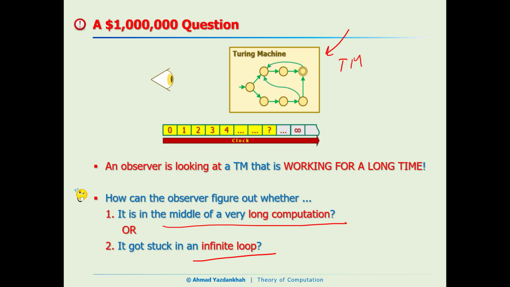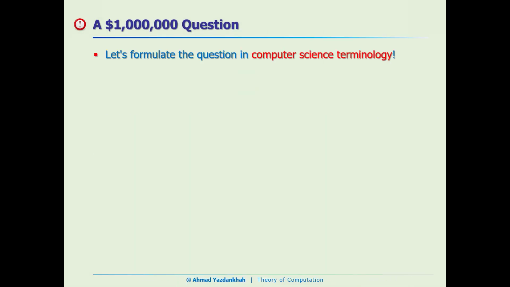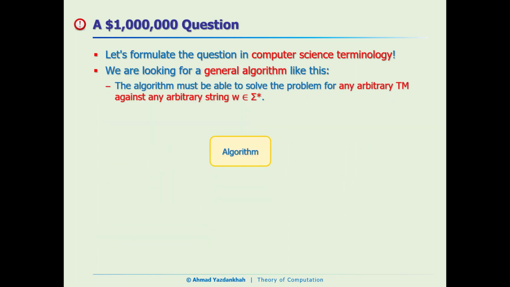Okay, let me formulate this question in computer science terminology. I am looking for an algorithm like this, whose input is the definition of a Turing machine and a string. You might ask, well, how can I input a Turing machine into this algorithm? We can encode everything, right? So this Turing machine has a definition. It has a mathematical definition. I can encode those mathematical definitions and input them to this algorithm. We can encode this string as well.